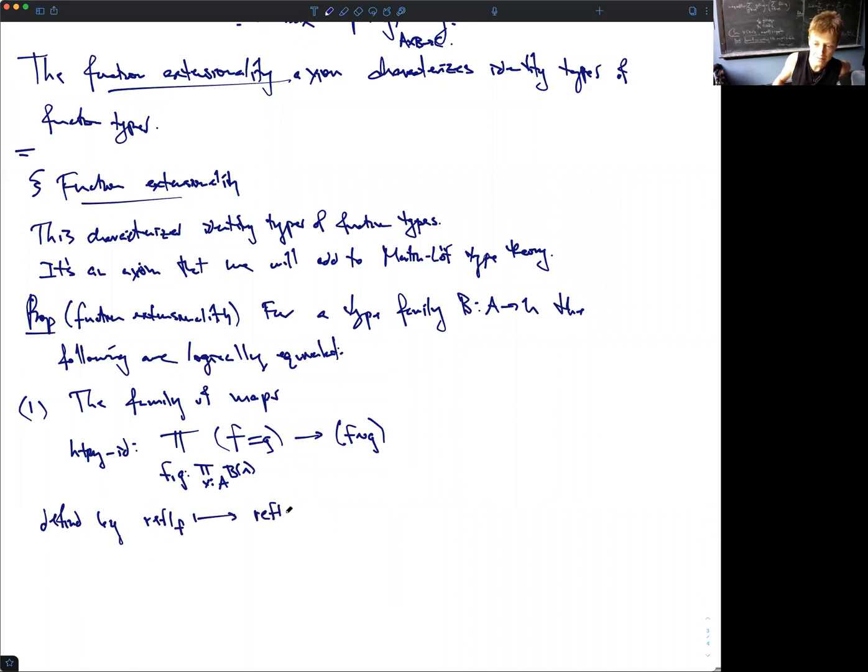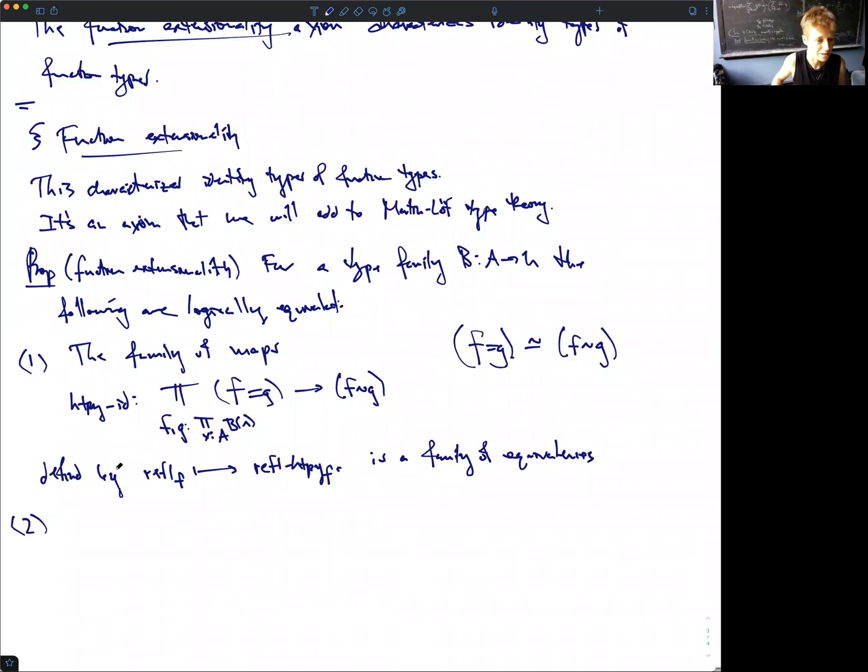And there's a reflexivity homotopy that we've encountered on various occasions. And if you don't recall it, it's a good exercise to remind yourself now. By path induction, this defines this map, which we call homotopy ID. And the first statement of function extensionality is that this map is a family of equivalences. So informally, what function extensionality is asserting is an equivalence between the identity type for a pair of functions and the type of homotopies between those functions.